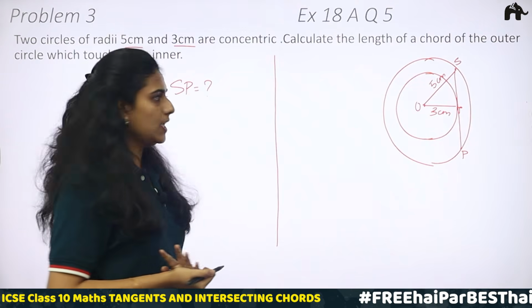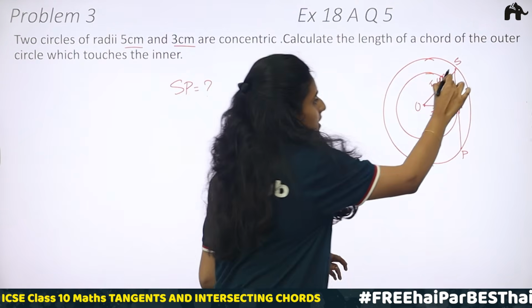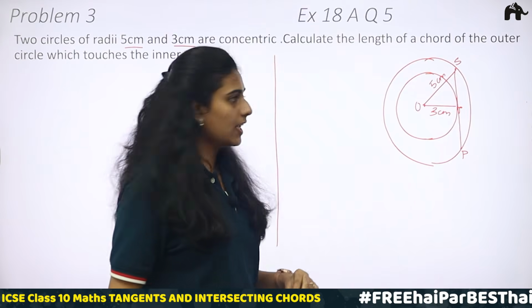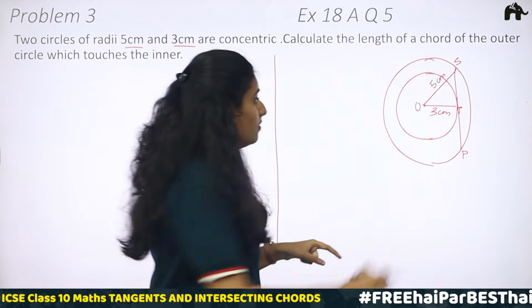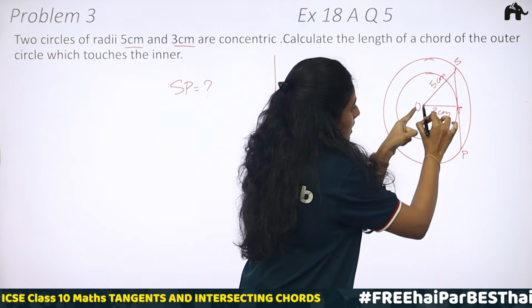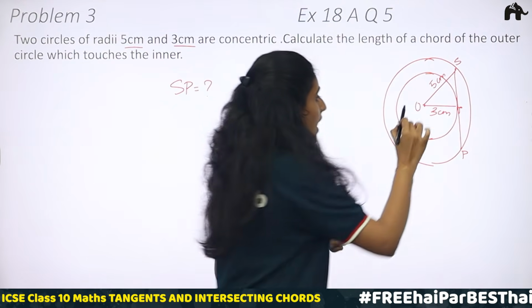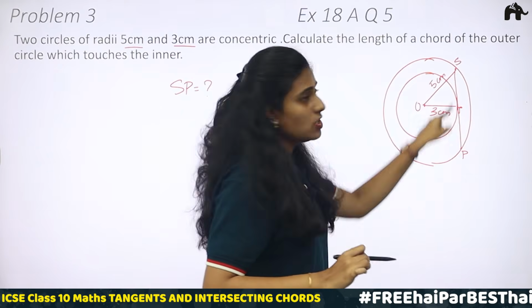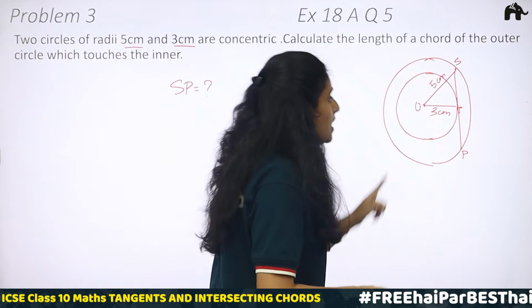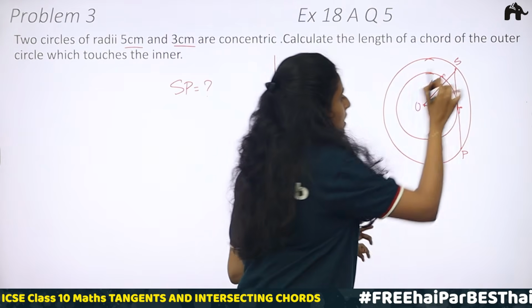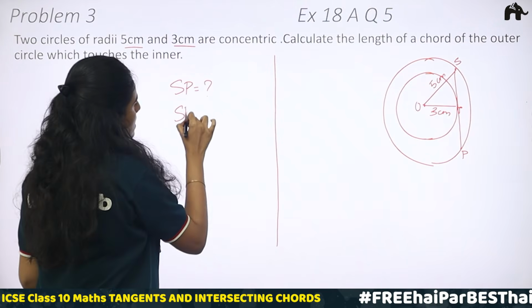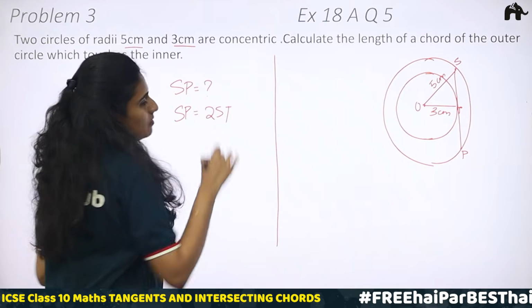How to find SP? Here we can first find ST, right? What is the relation between ST and SP? When you take this point center and draw a line perpendicular to the chord of a circle, we have studied the perpendicular bisects the chord. Yes, therefore, we will be having SP is equal to 2 times ST.